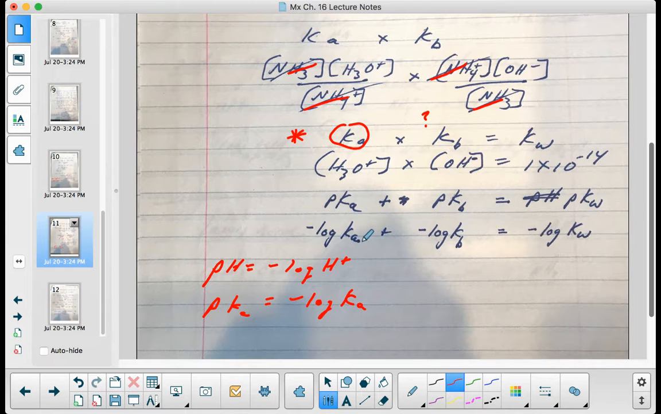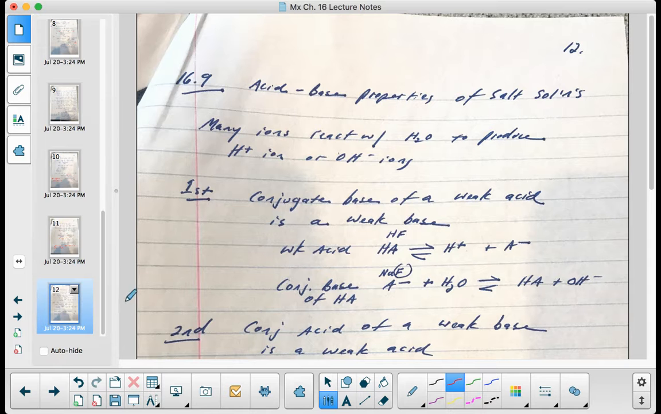And so that's what I've shown here. It's a negative log of Ka plus a negative log of Kb is equal to the negative log of Kw. But most importantly is that equation that we used before, that the pH plus the pOH is equal to 14. Okay, and then the very last page, we're going to talk about acid-base properties of salt solutions.